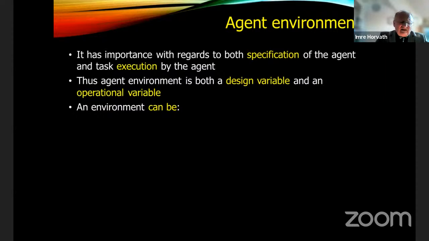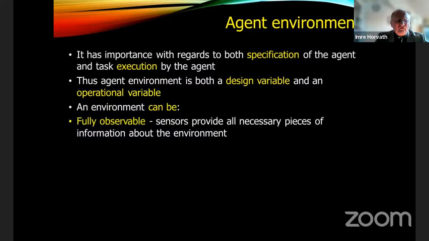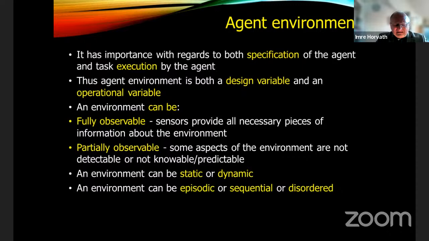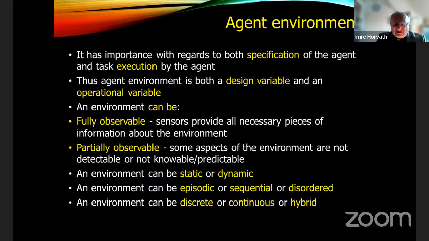More specifically, an environment can be fully observable. The sensors provide all necessary pieces of information about the environment. It can be partially observable, which means some aspects of the environment are not detectable or not knowable and predictable. And the environment can be static or dynamic, episodic, sequential, or disordered, and discrete or continuous or hybrid.